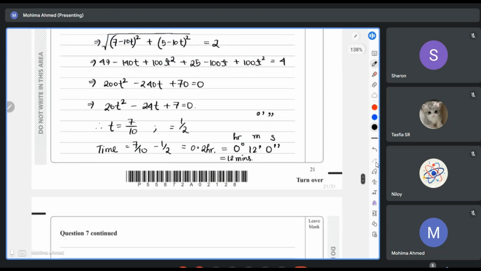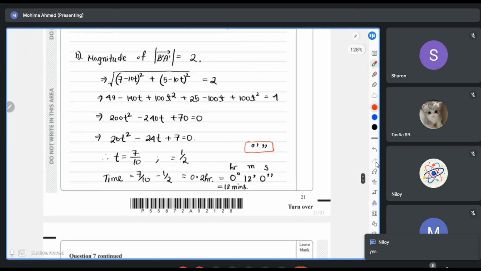Is everyone able to find this on your calculator? It is above the ENG sign, right? Above 8 almost. Niloy? Okay. Sharon, did you also find this?